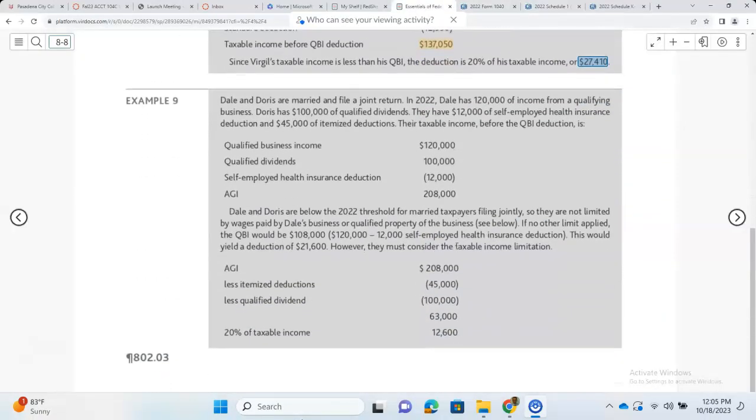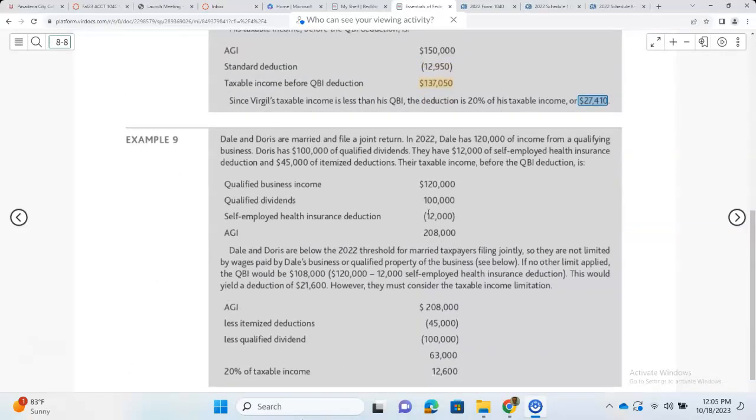Another example. The software will calculate it for you, but we are just trying to look at an example to get some idea. Dale and Doris are married and file a joint return. In 2022, Dale has $120,000 of income from a qualifying business. Doris has $100,000 of qualified dividends. They have $12,000 of self-employed health insurance deduction and $45,000 of itemized deductions.